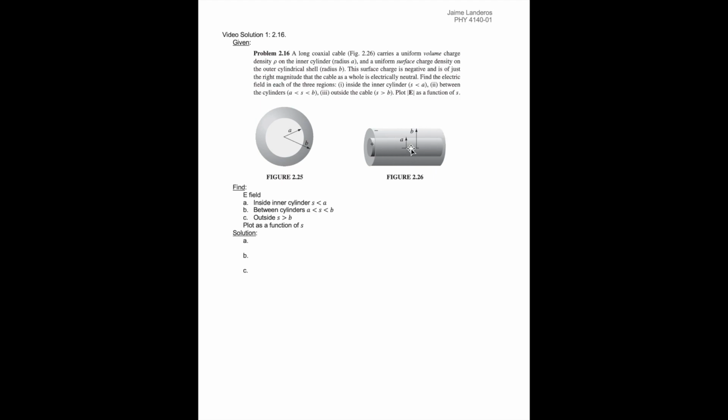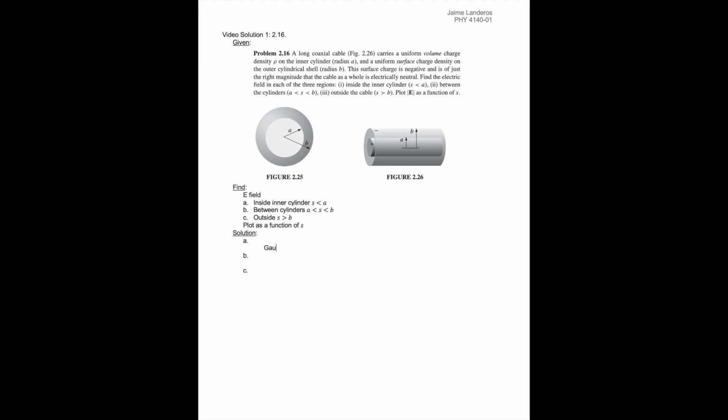And we have that the outer shell is negatively charged and the inner cylinder is positively charged, since they're equal and opposite. And so the problem wants us to find the electric field in each of the three regions: inside the inner cylinder, between the two cylinders, and outside the entire configuration of the wire. And then we're going to plot the electric field as a function of S.